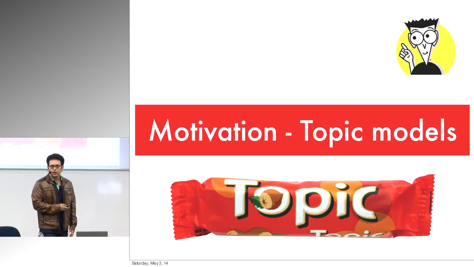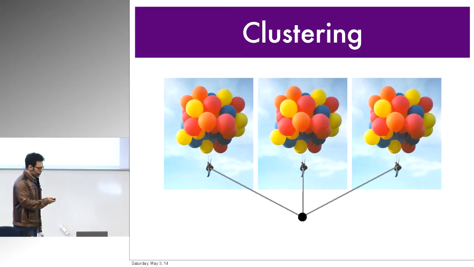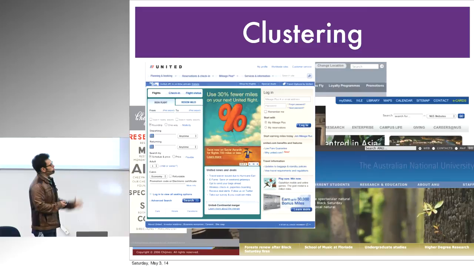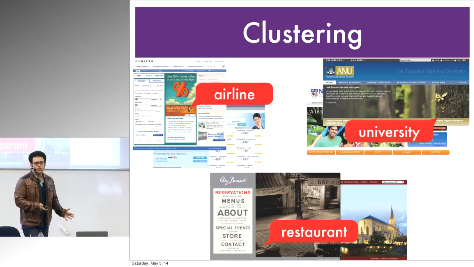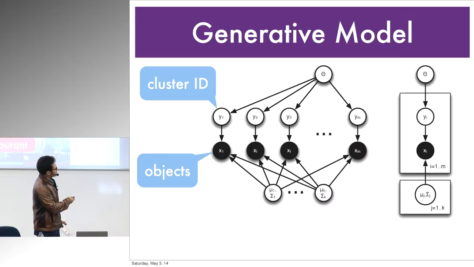Okay, so before talking about topic models, let's talk about a simpler model, clustering. Here's a bunch of web pages, and we want to cluster them. For example, you have some web pages about airlines, some about universities, and some about restaurants. It's a very easy problem. Who here doesn't know clustering? Okay, so everyone knows clustering. Great.